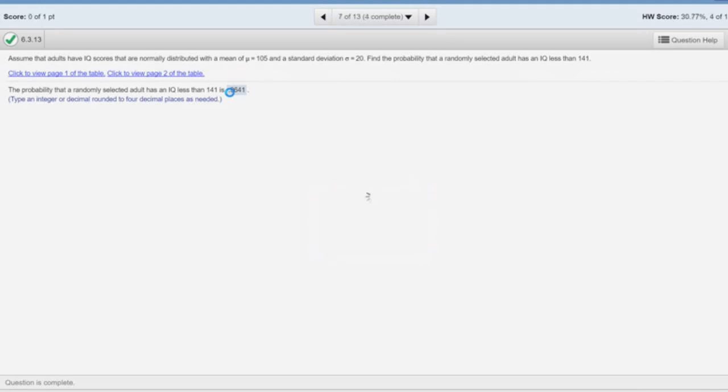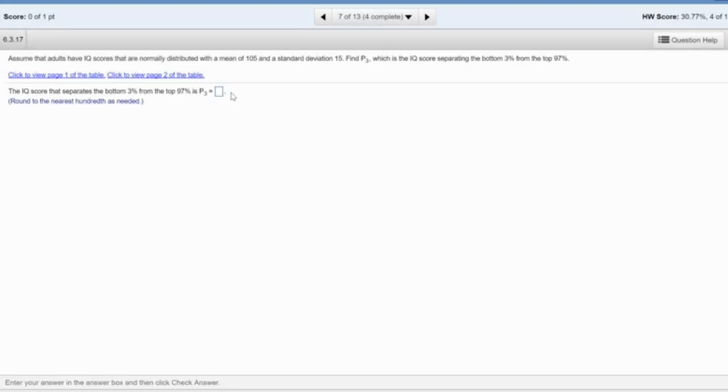Okay, the next one that I want to discuss with you is number 8, not this one, this question right here. Again, an IQ score question. It says assume that adults have IQ scores that are normally distributed with mean 102 and standard deviation 15. Find Q3. Q3 stands for 25th percentile. Okay, so let's first draw this.